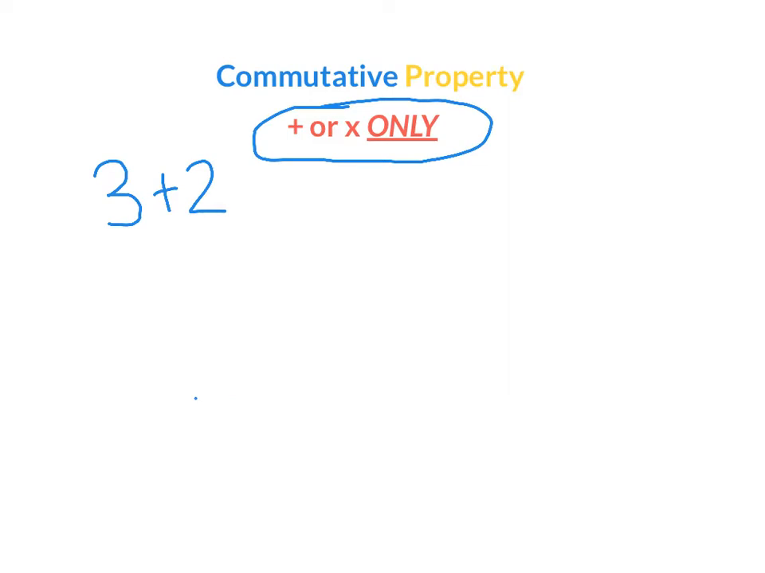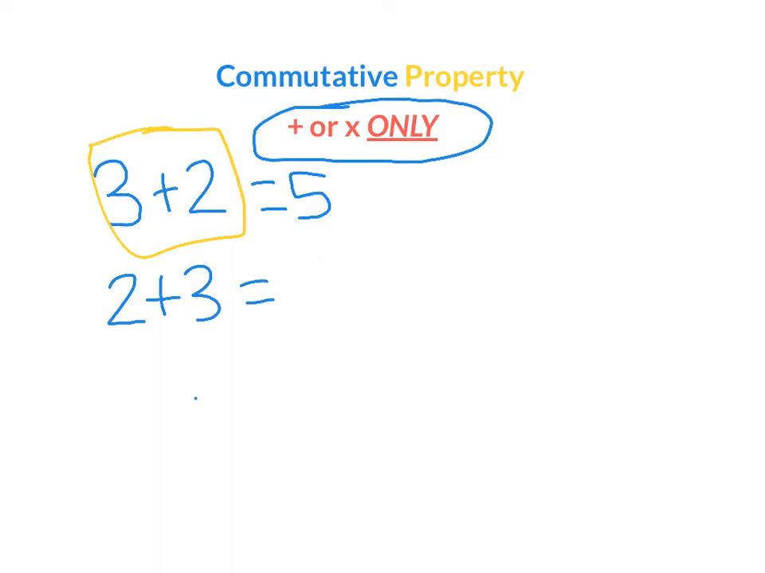What this says is that when you have a problem like 3 plus 2, you can reverse the numbers and it still gives you the same answers. We know this is true because 3 plus 2 is 5 and 2 plus 3 is still 5. All of we did was switch the order that the numbers were written, but the answer stays the same because we were adding.